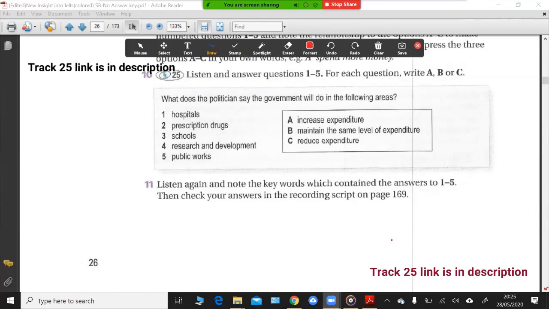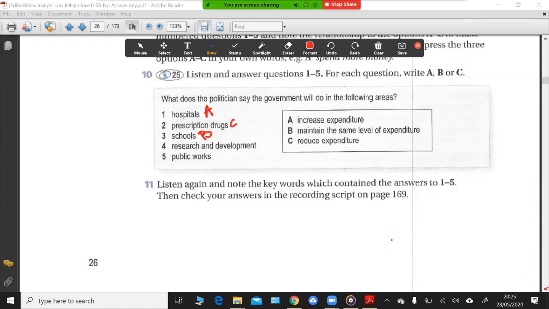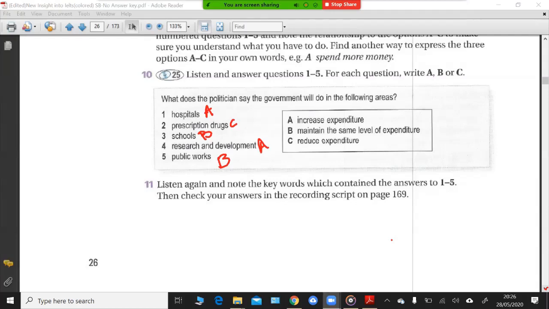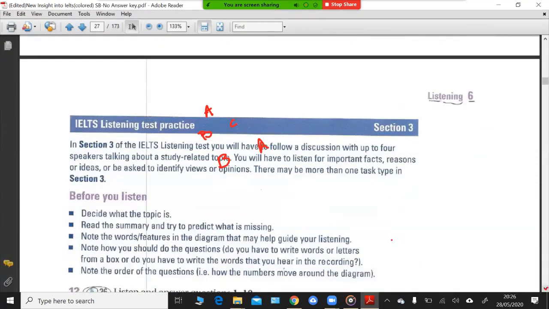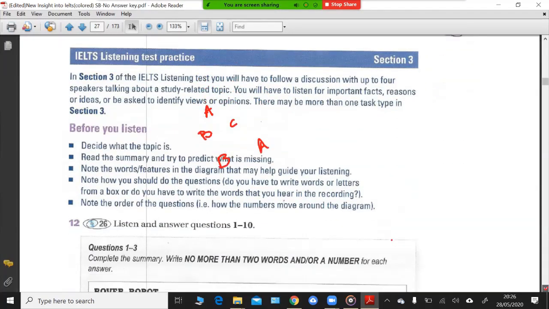Number 1, hospitals. It was A. Number 2, prescription drugs. C. Number 3, B. Number 4, A. And number 5, B. So this is how it works. And from the conversation or from the intonation, you get the answers. We'll move on to the next question. There's another listening in this unit. We will be doing that.